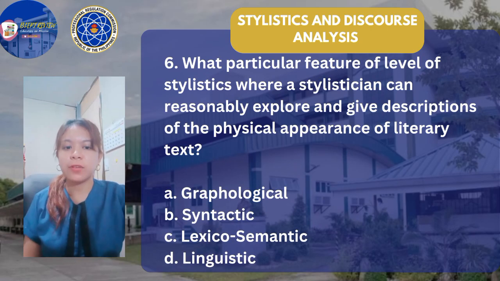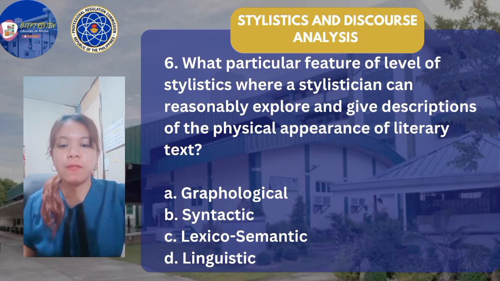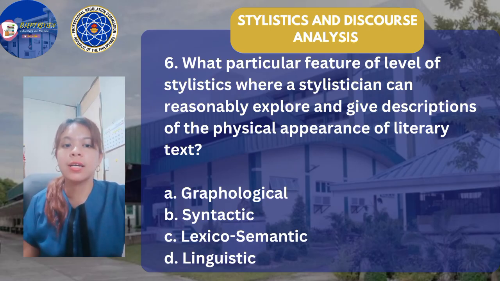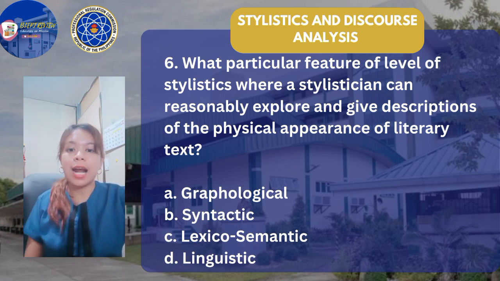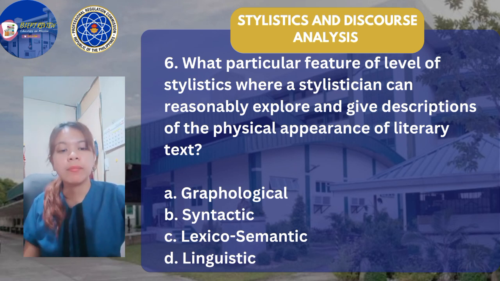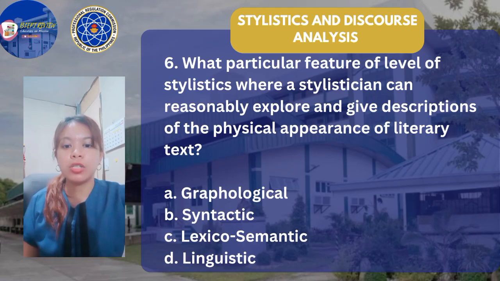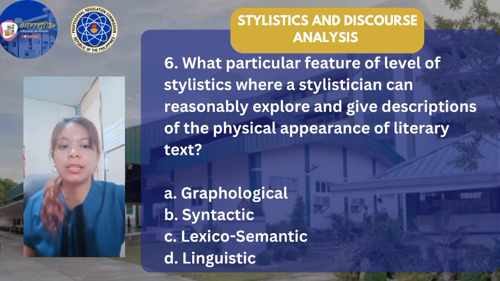Okay, question number 6. What particular feature or level of stylistics where a stylistician can reasonably explore and give descriptions of the physical appearance of a literary text? That is the question. A, the graphological. The letter B, the syntactic. Letter C, lexicosemantic. And the letter D, linguistic.